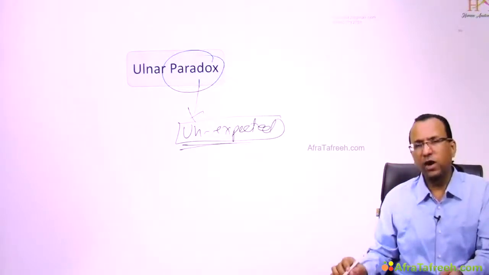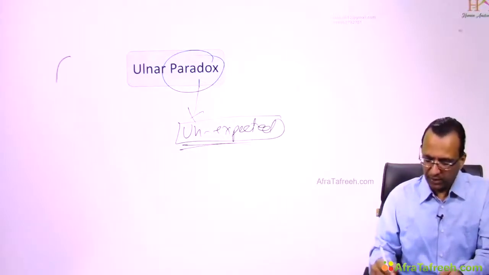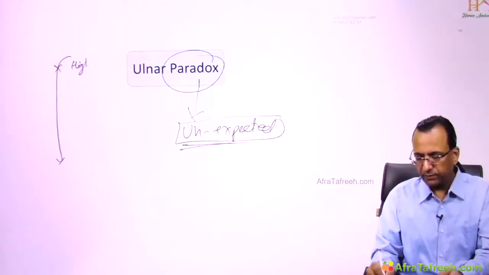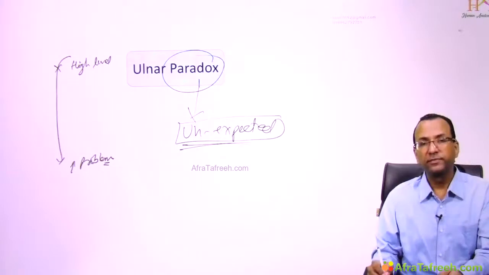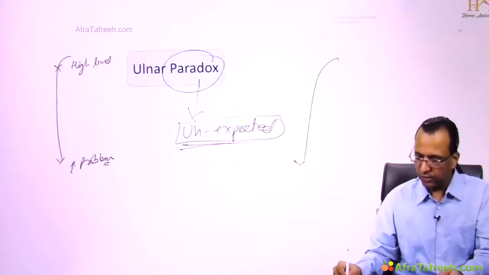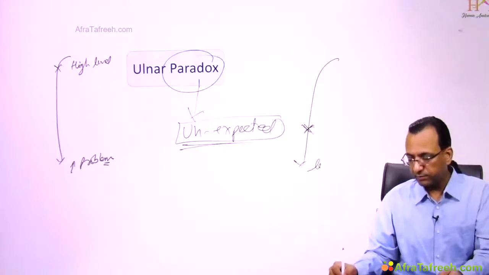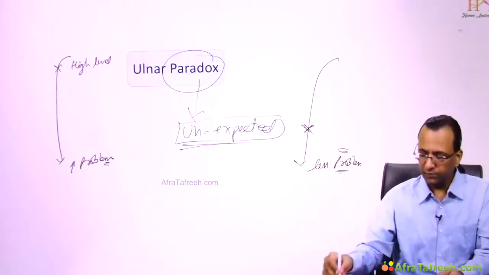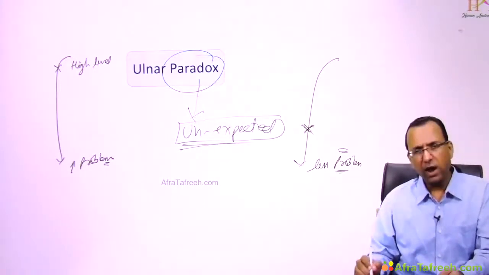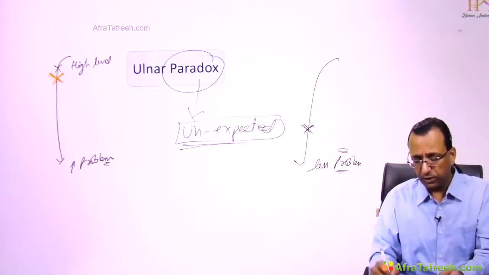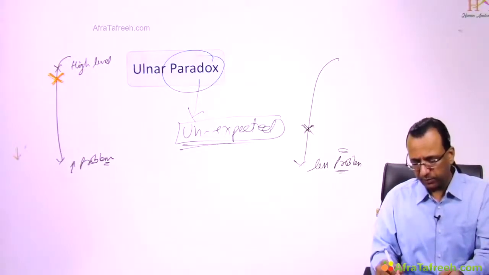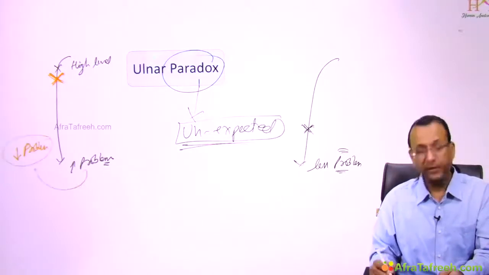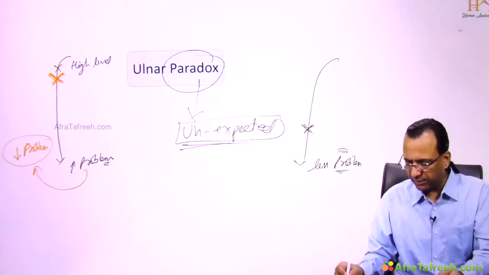So in regard to the ulnar nerve, understand, if a nerve is injured at a high level, then normally we expect more problems. Yeah, that is obvious. And if a nerve is injured at a low level, then less problem. Yes, that is understood. That is normal. But for the ulnar nerve, what happens is, if the ulnar nerve is damaged at a high level, you will see there is less of a problem. It is quite unexpected. And if the ulnar nerve is damaged at a low level, then there is more of a problem.